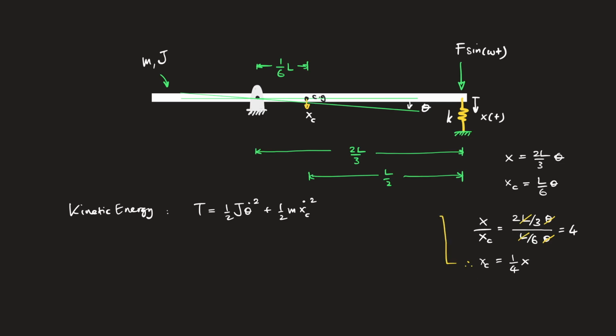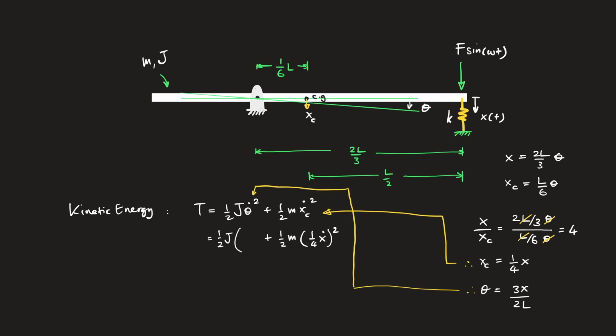Xc can then be substituted into the kinetic energy. So we have half m (1 over 4 x dot) squared. Note that we have a dot or derivative here, so we must also have x dot when we substitute x. The relation of x and theta we can obtain from here. So theta equals 3x over 2L. And again, substituting into the kinetic energy, we have half J (3 x dot over 2L) squared. And now we have the kinetic energy expressed in generalized coordinate x.